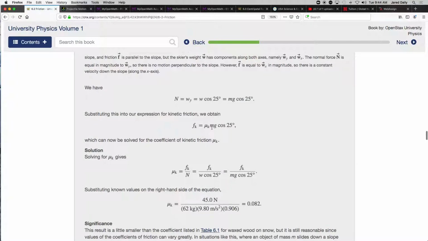And then we use that normal force, mg cosine 25, and multiply it by the kinetic coefficient of friction to get the friction, in this particular problem, the kinetic friction. So once we've done that, then we're good to go.